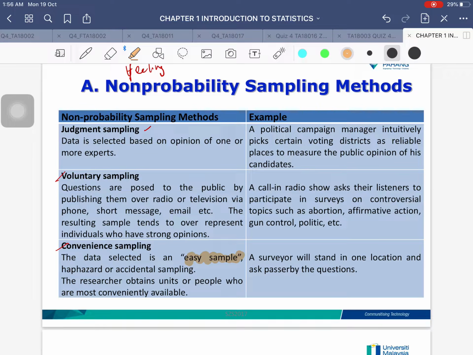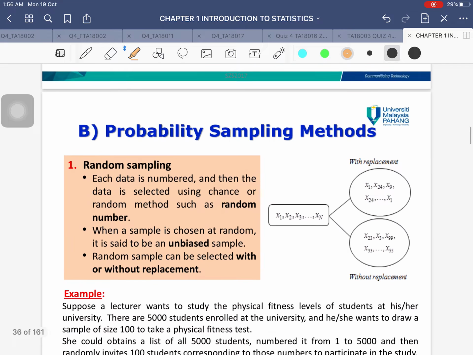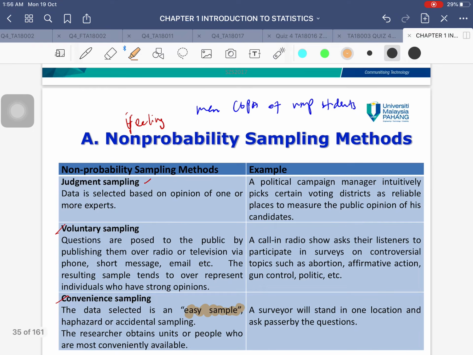Why? Because it's convenient and easy for me. So that is called convenience sampling. You do what's easy for you. And of course, that is all for non-probability sampling.